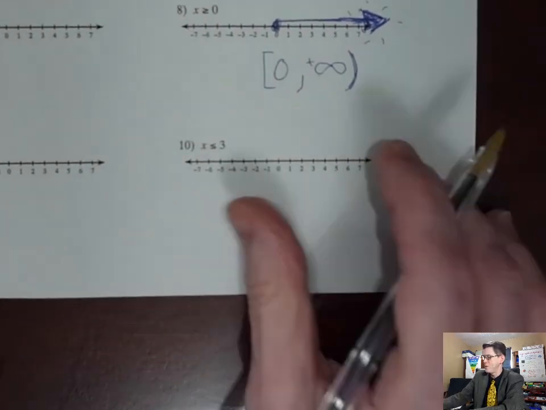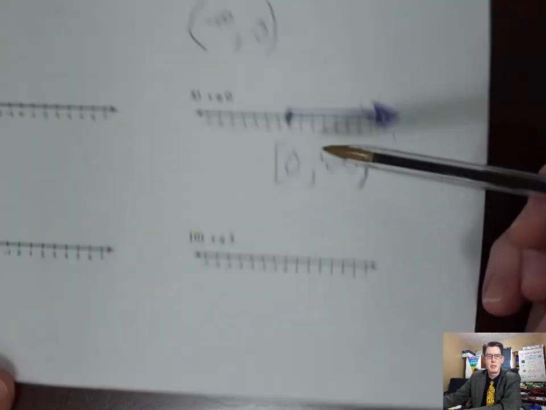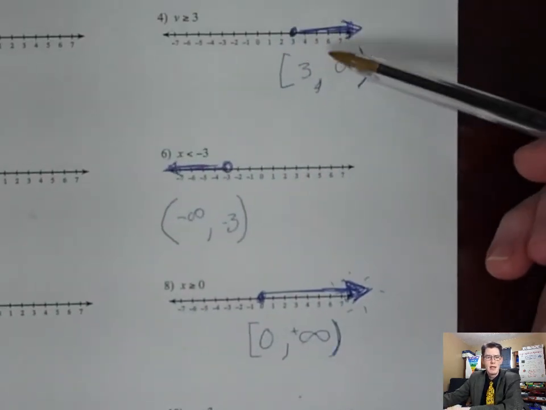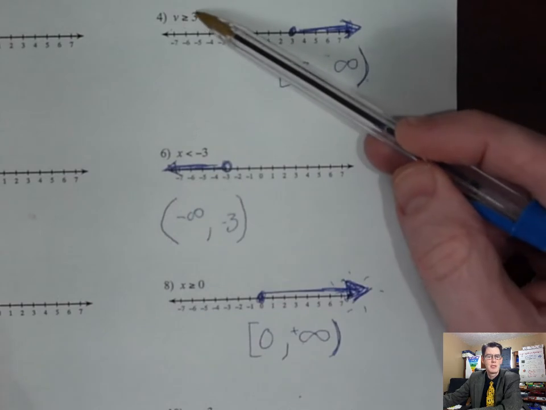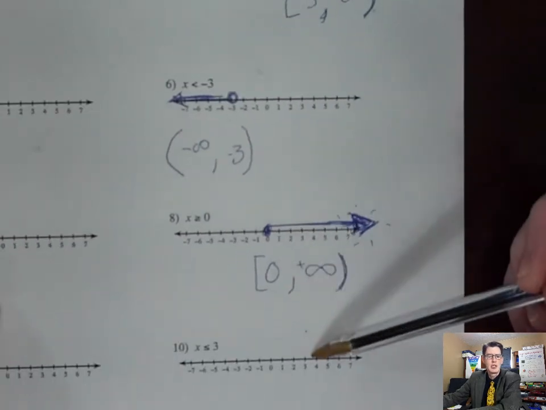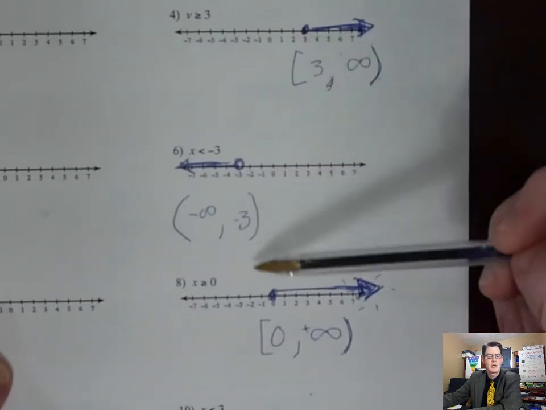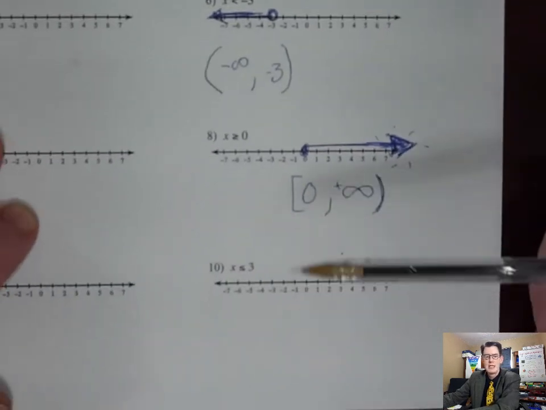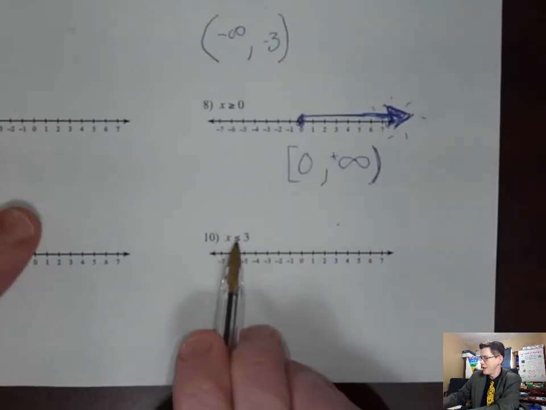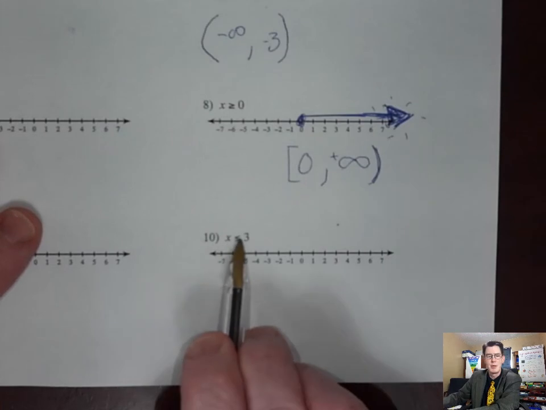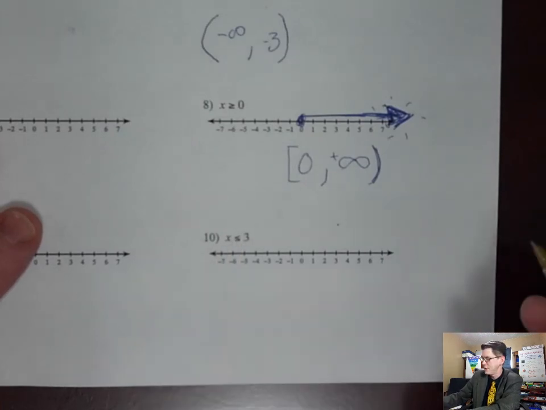Excellent. And then on this last one, number 10, it looks a whole lot like number 4. It's got everything except the sign is going a different direction. So I can check my work and see if at the end it looks basically the same, but just with a different direction. Everything less than or equal to 3, the set of all numbers less than or equal to 3.